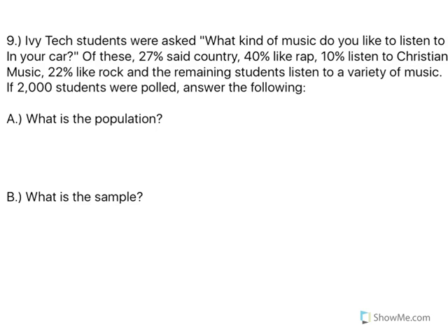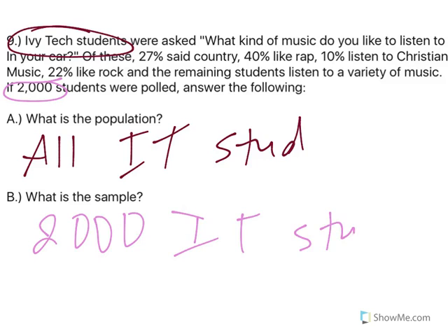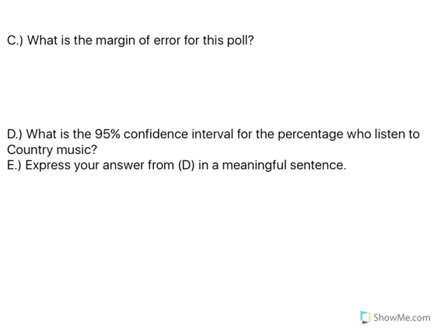All right, let's do another example. Ivy Tech students were asked, what kind of music do you like to listen to in your car? Of these, 27% country, 40% rap, 10% Christian, 20% rock, and everybody else is like, whatever. So 2,000 students were polled. What's the population? Well, who did we talk to? Ivy Tech students. So all Ivy Tech students were the population. What's the sample? Well, we only talked to 2,000 Ivy Tech students, right? The sample has the number, the population has all.